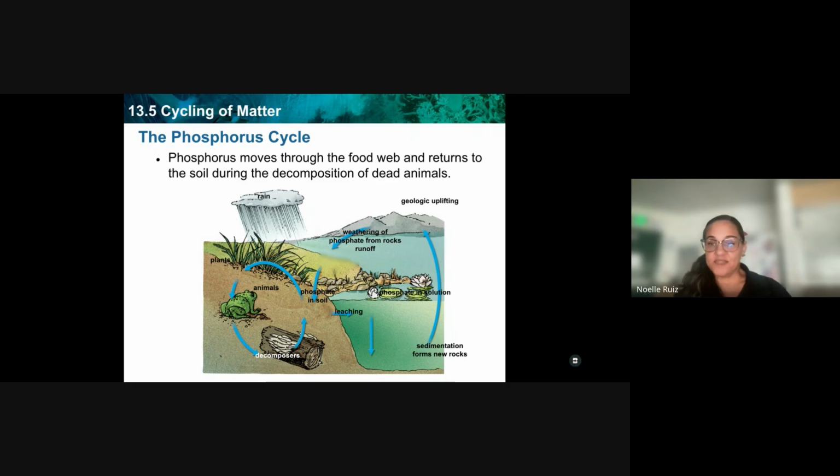There's also a lot of phosphate in the earth, so in rocks, as rocks get broken down. It's called weathering. Water takes that phosphorus and puts it into bodies of water and eventually gets leached into the ground, where plants take it up and pass it on to the animals when it gets eaten.